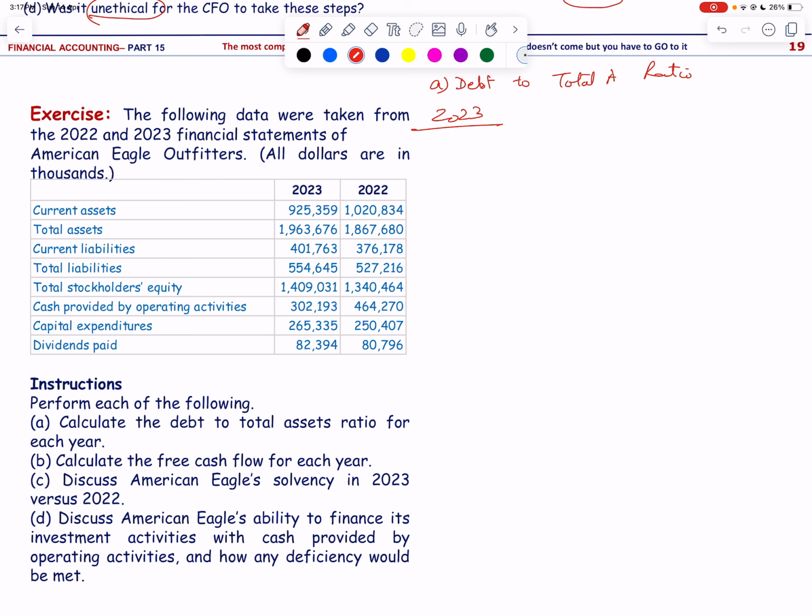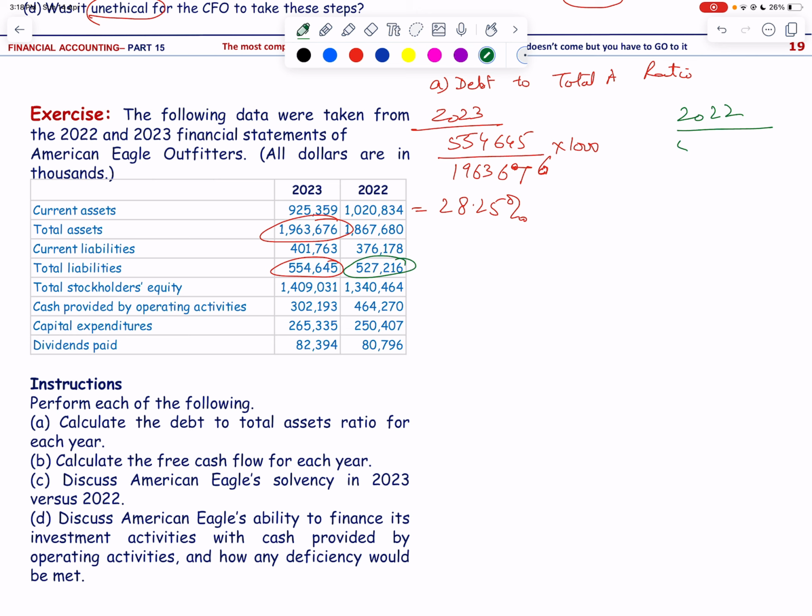So the total debts are 554,645, and the total assets are 1,963,676. Times 100, this is equal to 28.25%. And for 2022, the total debt is 557,216 divided by 1,867,680 times 100, and that is equal to 28.23%.